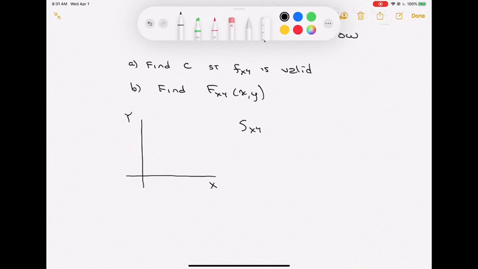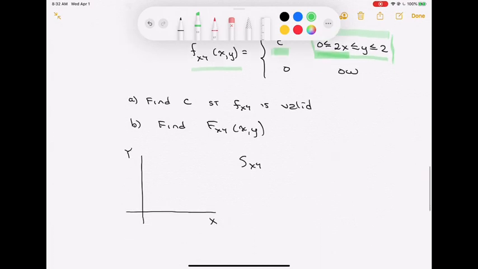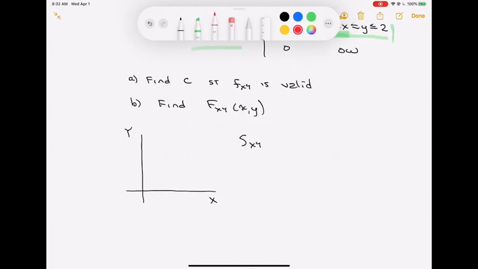function is non-zero. So the range space Sxy is some region in the xy plane for which we get some probability. In this case, we're going to get some probability C. And we know that that is described by this condition over here. So let's work with this. The first thing I see is that the condition 0 less than or equal to 2x has to hold true. That tells me, if I divide both sides by 2, that x has to be greater than 0. So I'm going to be pointing to the right of 0. We know that has to be true.